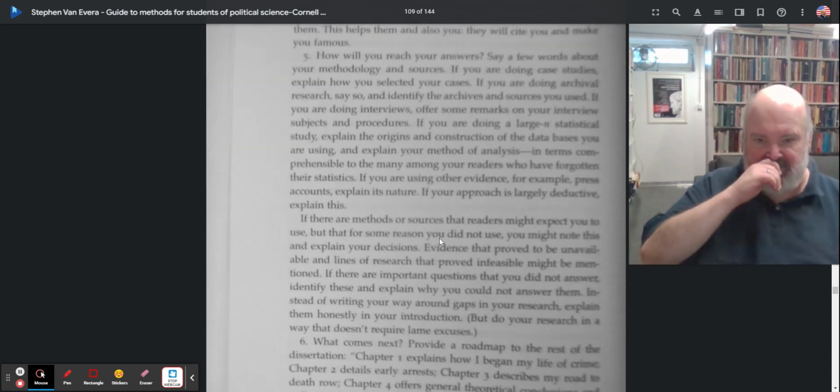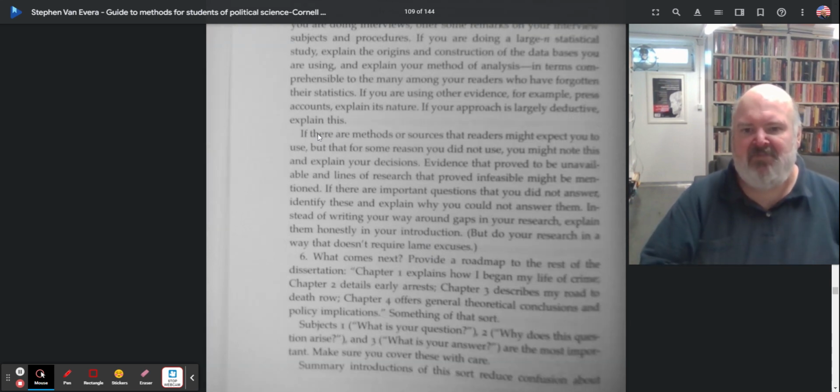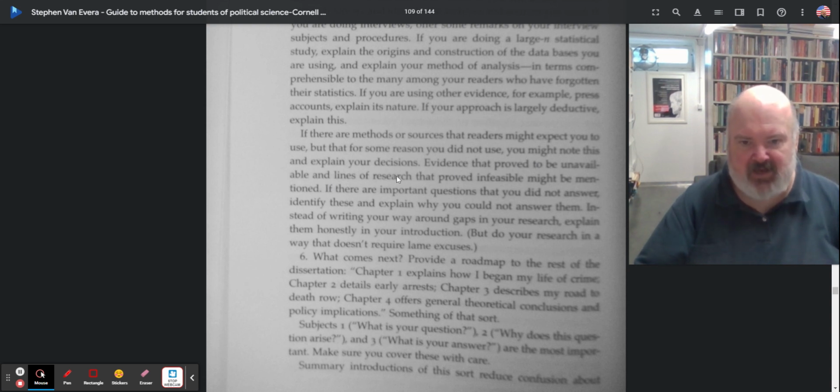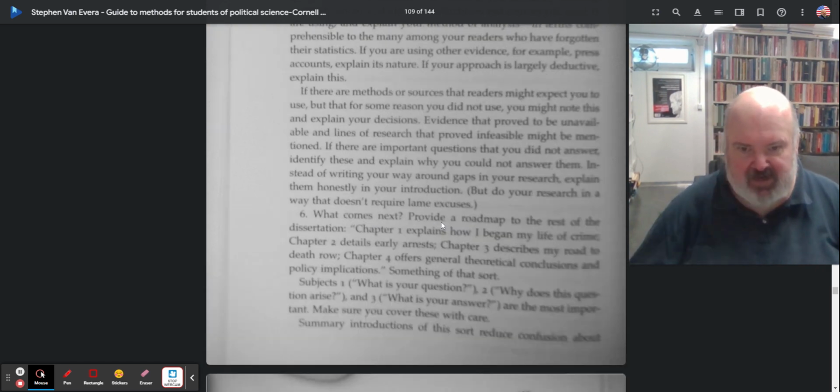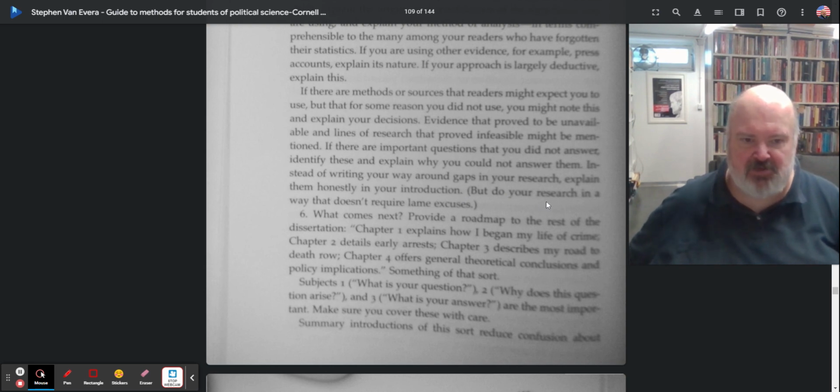If your approach is logically deductive, explain this. If there are methods or sources that readers might expect you to use, but that for some reason you don't use, you might note this and explain your decisions. Evidence that proved to be unavailable and lines of research that proved unfeasible might be mentioned. If there are important questions that you did not answer, identify these and explain why you could not answer them. Instead of writing your way around gaps in your research, explain them honestly in your introduction, but do your research in a way that doesn't require lame excuses, right?